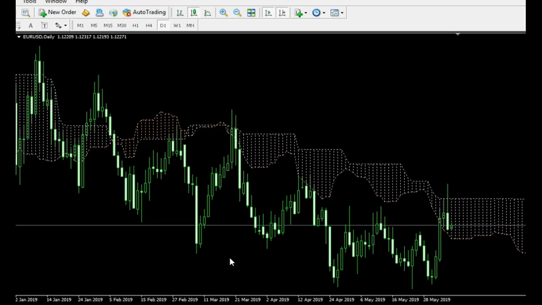There are other ways to use the cloud to trade. We'll go over that in next week's video. But for now, just understand its purpose here. You're going to notice it does change colors from positive to negative.